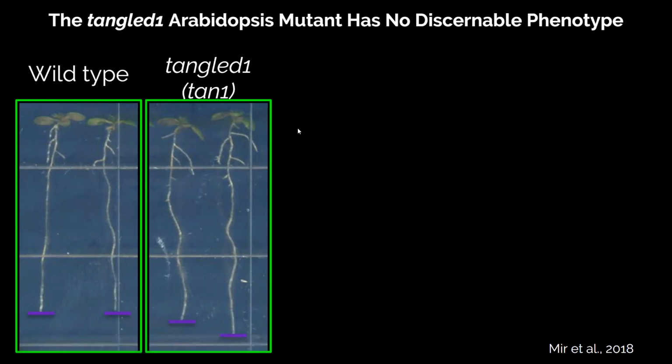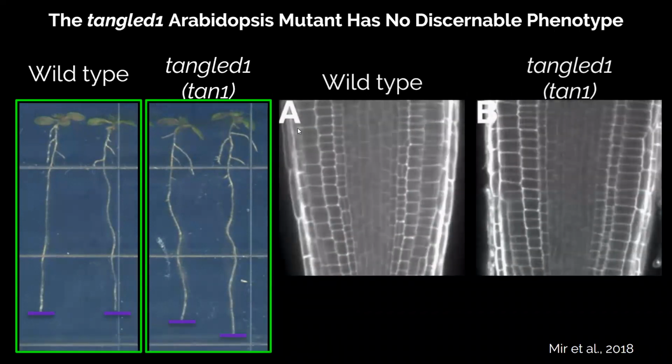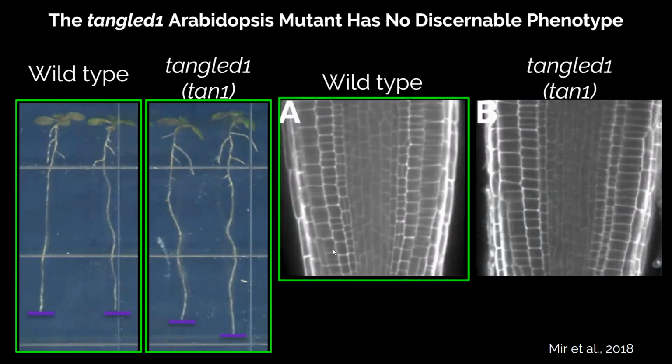When you look at these propidium iodide stained root tips, which let you see the cell walls in these root tips, you can see the wild type is nice and well ordered, has these very nice rectangular cells, and you see that for the Tangled 1 single mutant in Arabidopsis as well. It has no defects in division plane orientation.